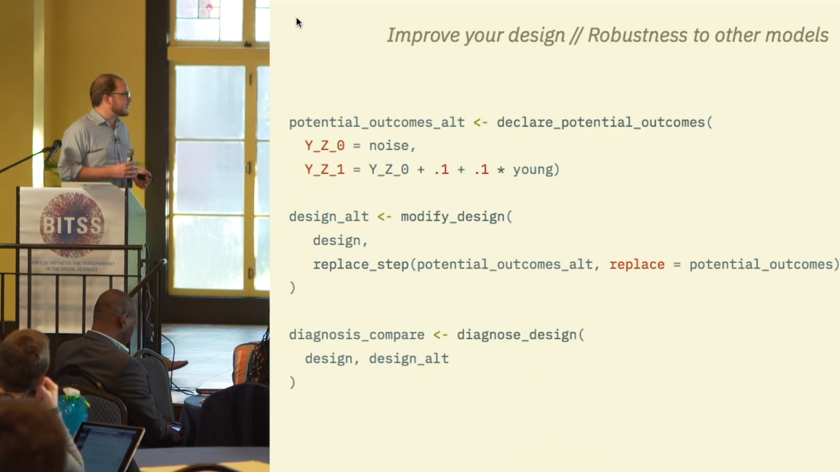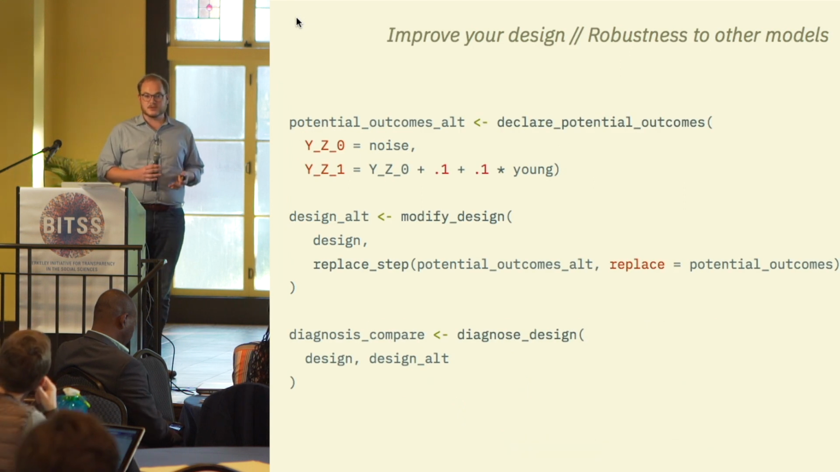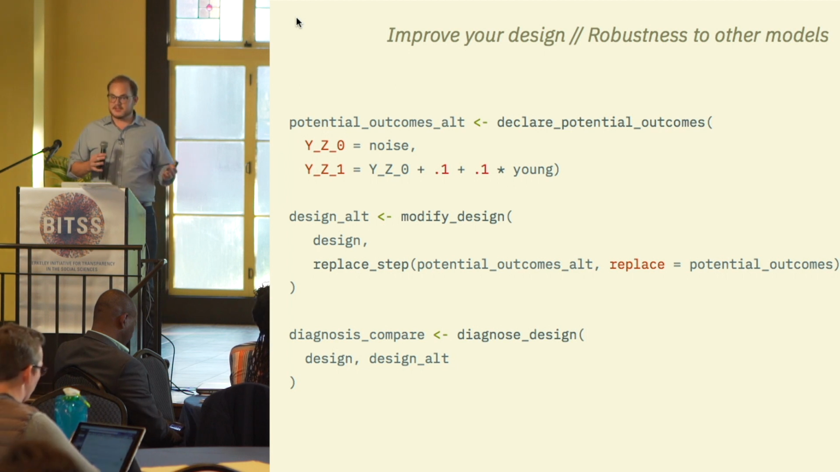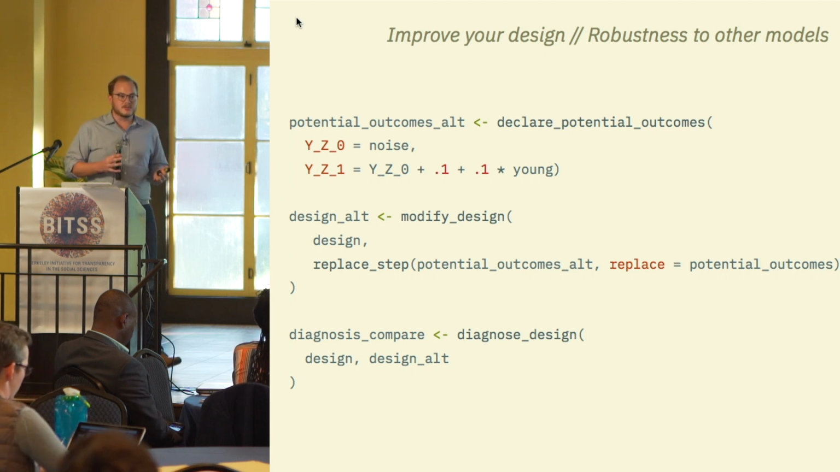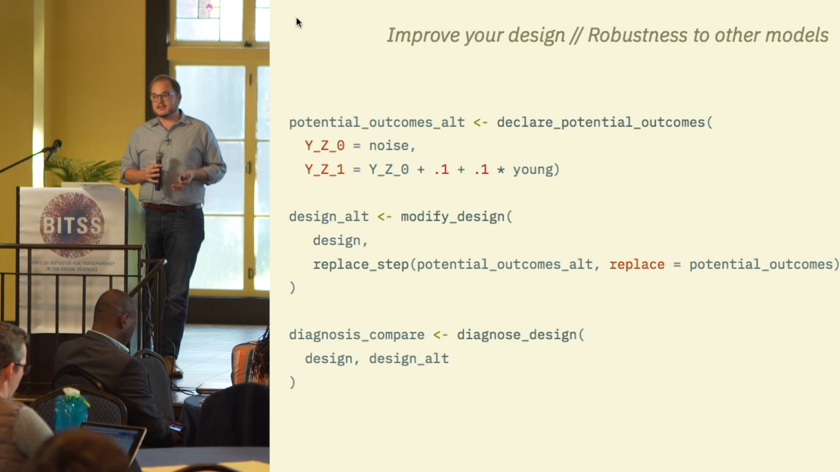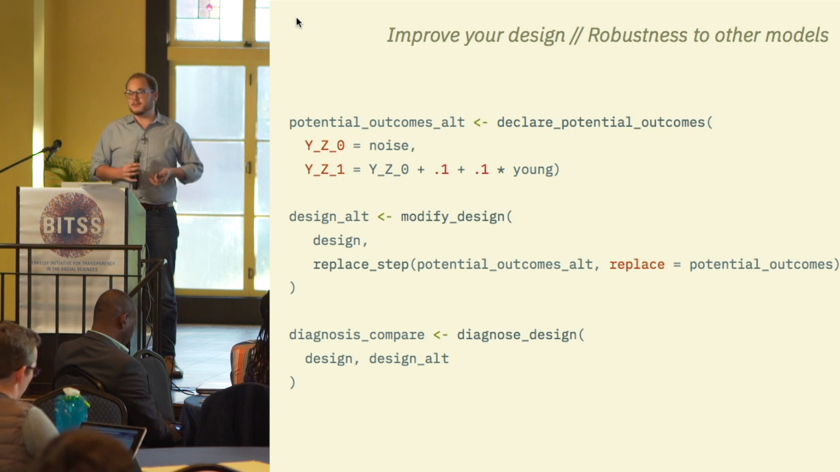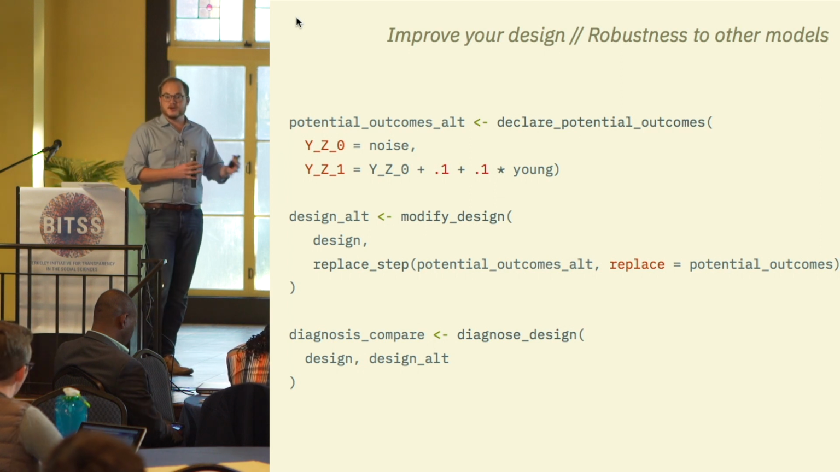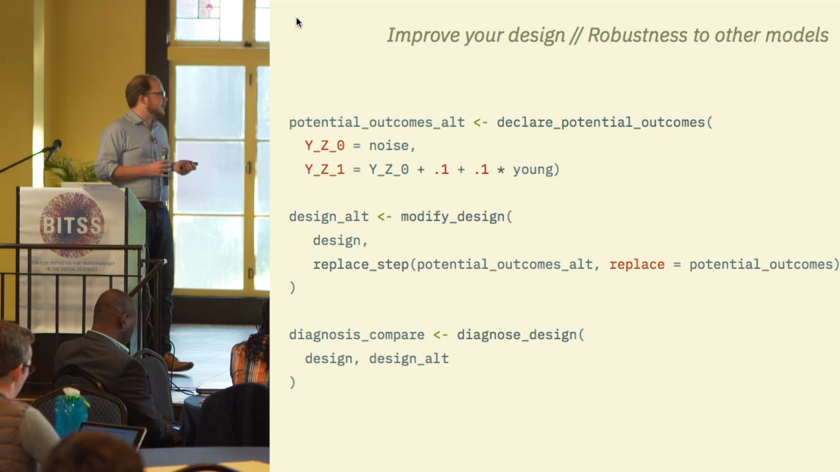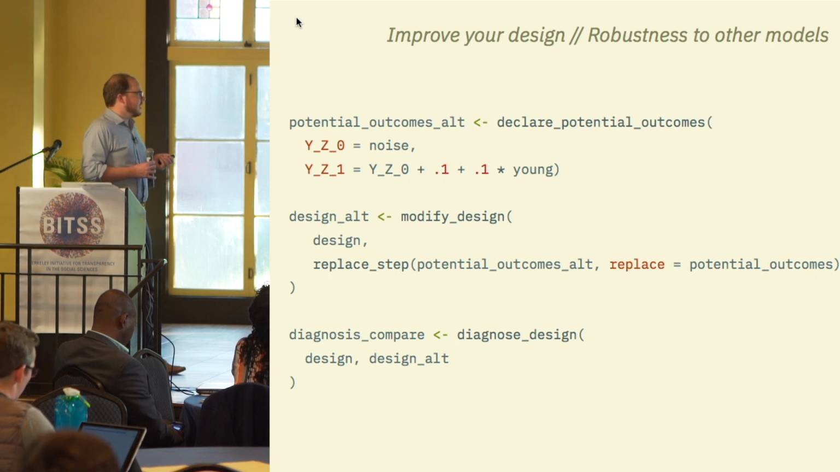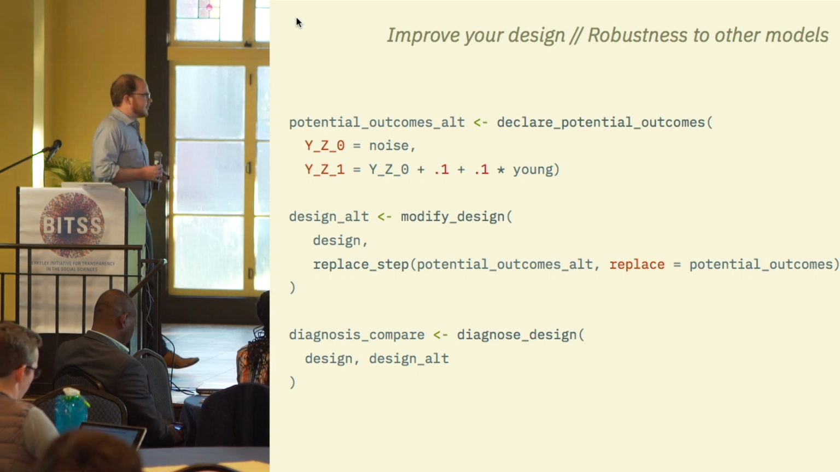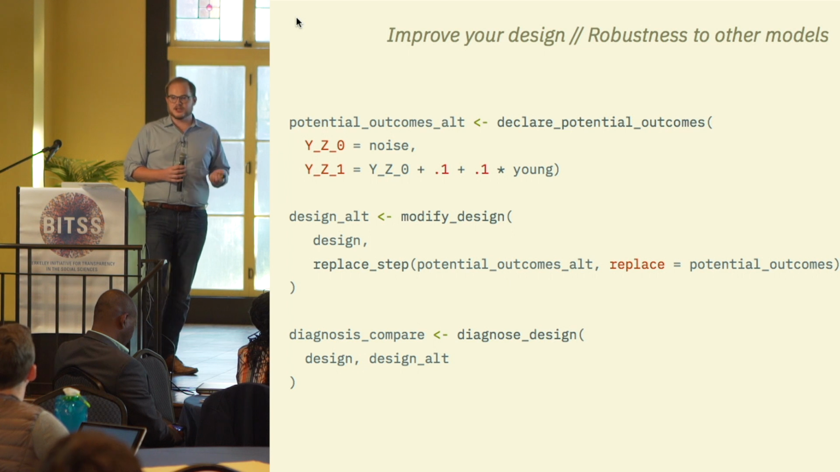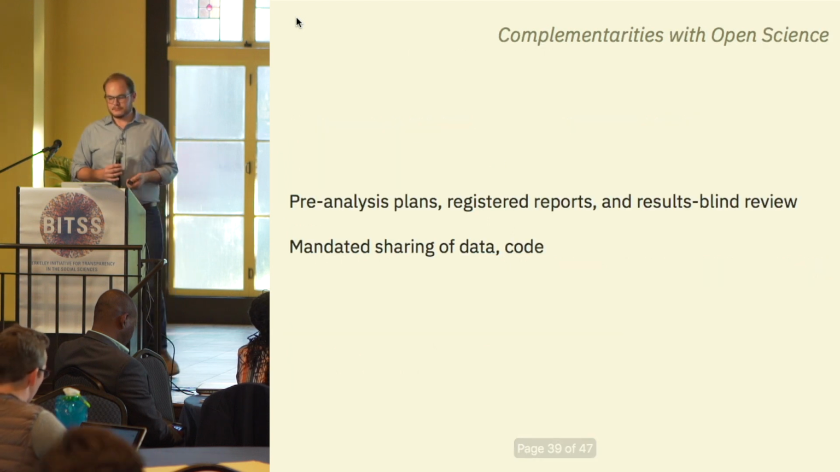Finally, we can look at the robustness to other models. So we made a set of assumptions about how variables are distributed. We made a set of assumptions about the potential outcomes, but of course those may be wrong. And so we may want to know, is this design going to be a good design under different possible models of the world? And so we can think about, for example, how the power and bias will be affected by changing the potential outcomes function.